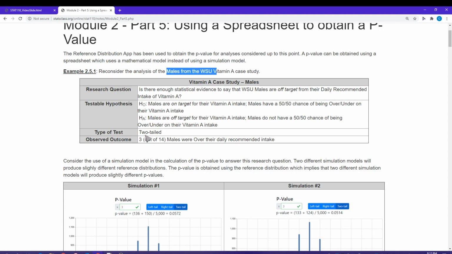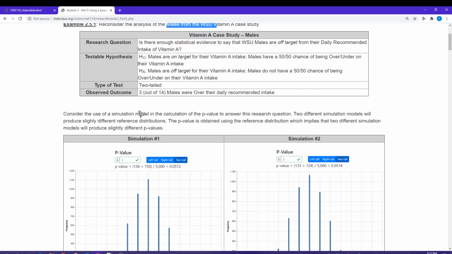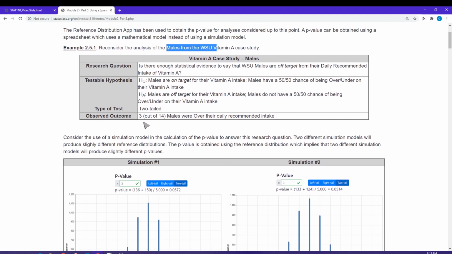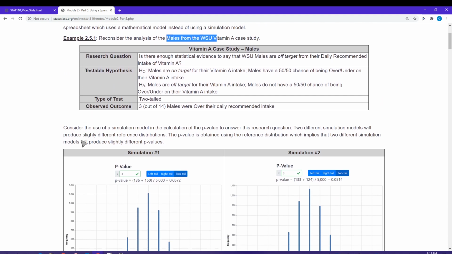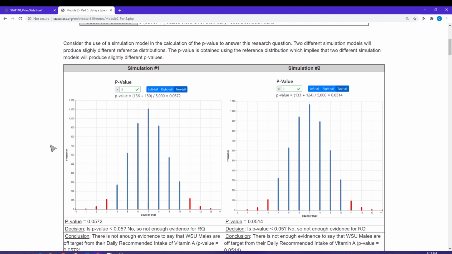This was a two-sided test, and the observed outcome that we had from this study was 3 out of the 14. Again, more information can be obtained if you look at Module 2, Part 4. Now, the reference distribution that I obtained was one similar to this one here, and yours should have been similar to this one as well.